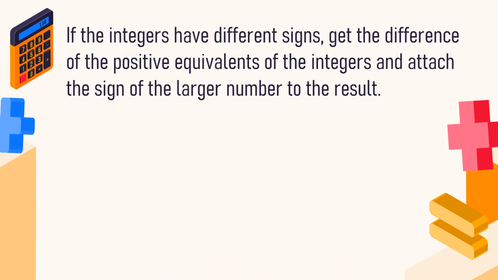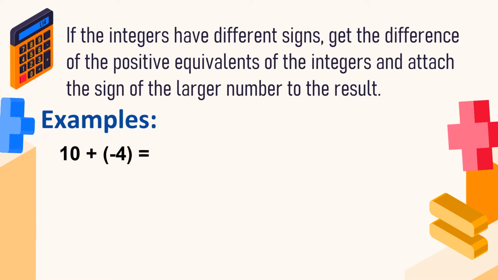If the integers have different signs, get the difference of the positive equivalents of the integers and attach the sign of the larger number to the result. For example, we have 10 plus negative 4. They are different signs, so we will subtract them. And 10 minus 4 is equal to 6.